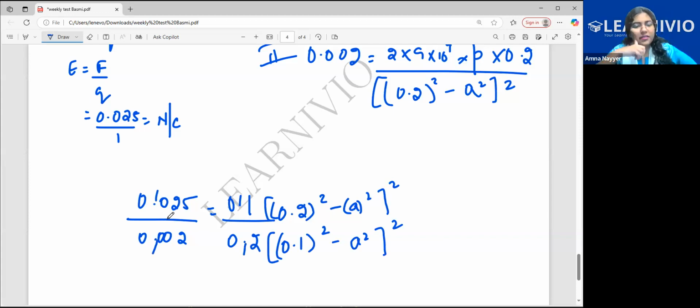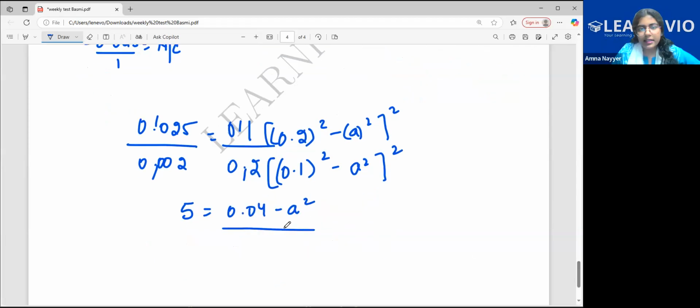So you have 25 by 2 is equal to 1 by 2. 2 gets cancelled, so you have 25. So when you square root this, this becomes 5 here. This is 0.04 minus A square divided by, I have taken the square root. I hope you've understood what I have done. You've understood, right?